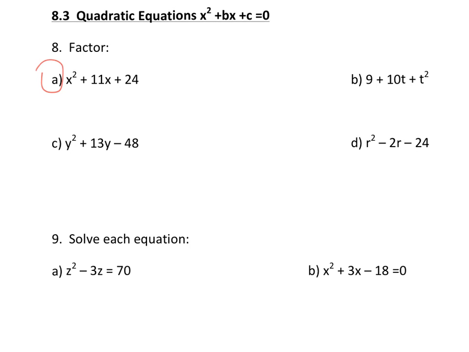The directions here say to factor, and I'm going to factor by using the diamond method, and I know to use the diamond method because there is a 1 in front of x squared. So I will put c on the top, which is 24, b on the bottom, which is 11, and now I need to ask myself what are factors of 24 that when added together give me 11. Those are 8 and 3, so this factored form is x plus 8 times x plus 3.